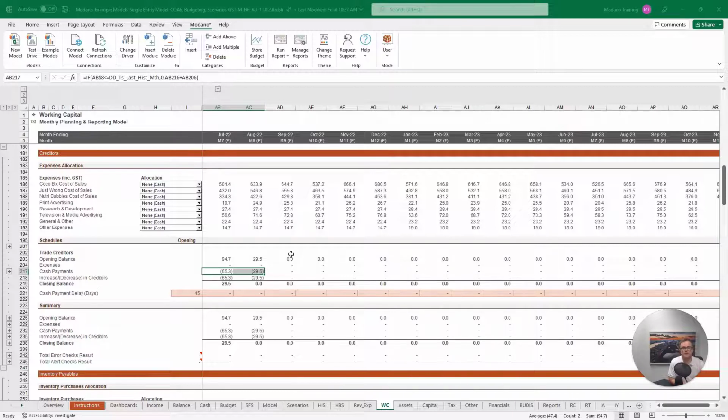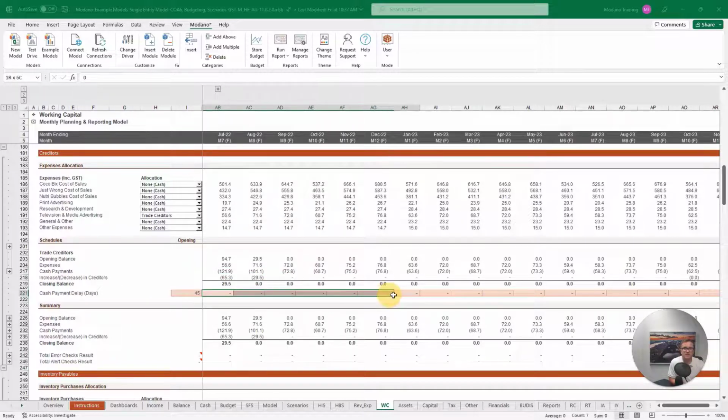Now let's look at how we adjust for forecast expenditure within the financial model. I'm going to allocate our television and media advertising expense line item into our trade creditors balance, so we have forecast expenditure to work with. As our current forecast cash payment delay assumption is still set to zero, you can see that our television and media advertising expense is still assumed to be paid as cash, and therefore our creditors balance does not move.